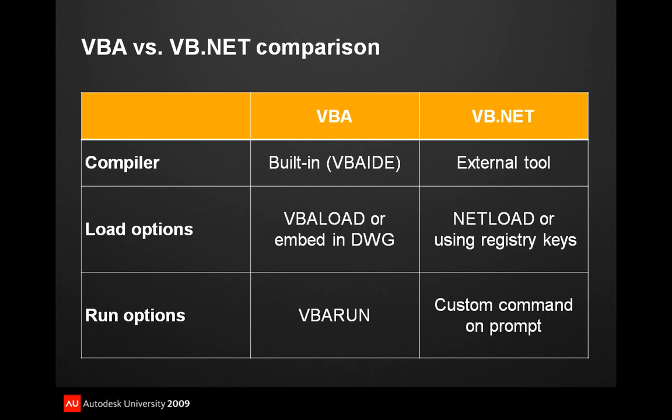So here's just a comparison between VBA and VB.NET. First, the compiler. We have a built-in compiler for VBA. We just have to type VBAIDE. But for VB.NET, we need to install a separate external tool. For VBA, we can load our project using VBALOAD or embed the project inside the DWG. But in VB.NET, we need to load an external DLL using NETLOAD or using registry keys. To run a VBA project, we need to type VBARUN, but for VB.NET, we can type the command directly on the prompt, because in .NET we can define commands.